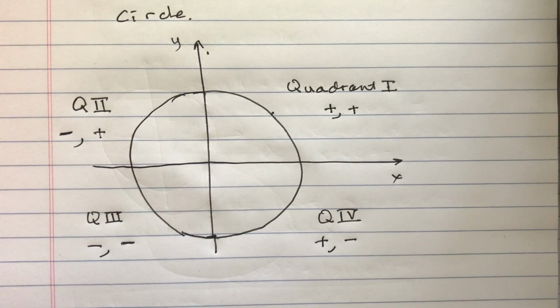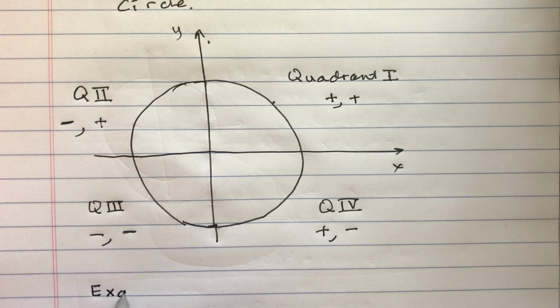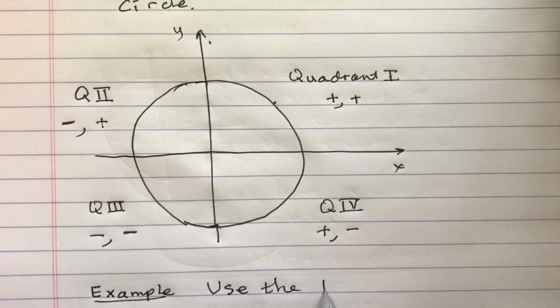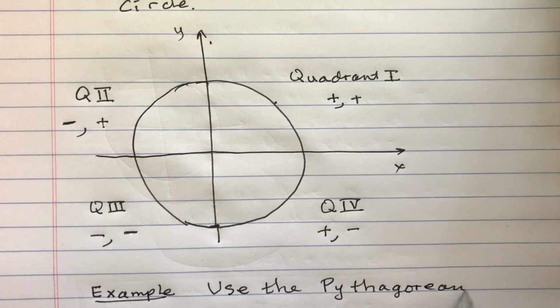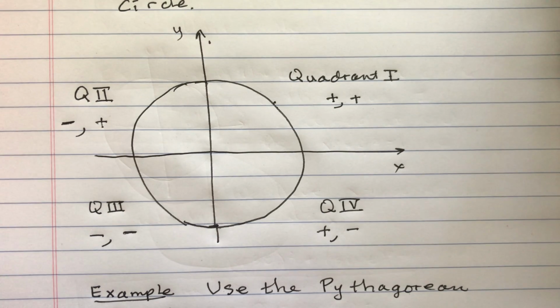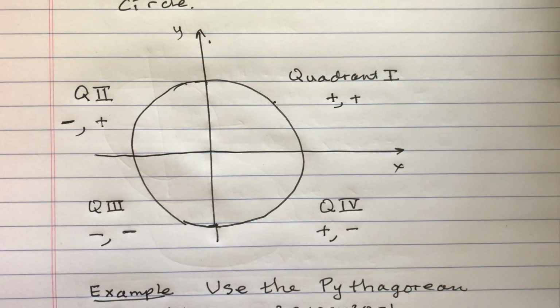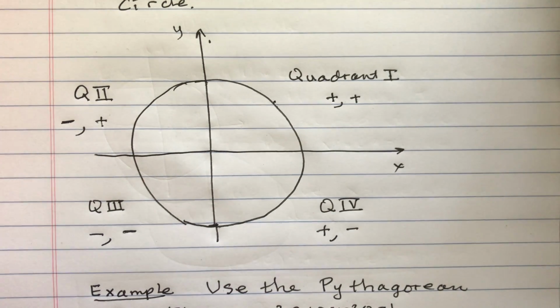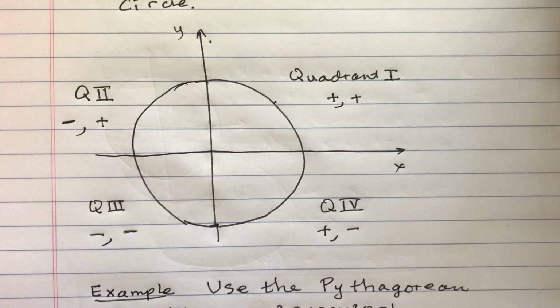All right, so let's apply this to a problem where we use the Pythagorean identity, which is cosine squared theta plus sine squared theta equals 1, to find sine theta, given that cosine theta is equal to negative 1/2 and theta lies in quadrant 3.